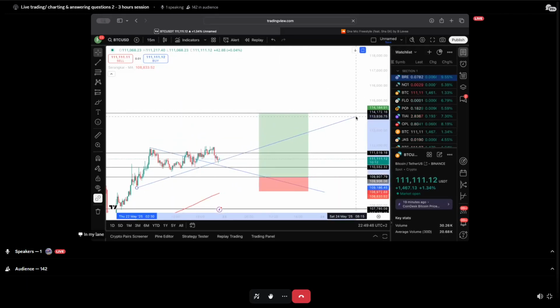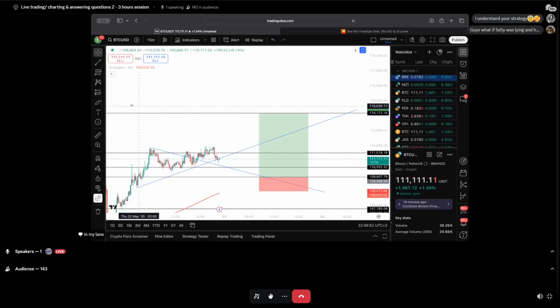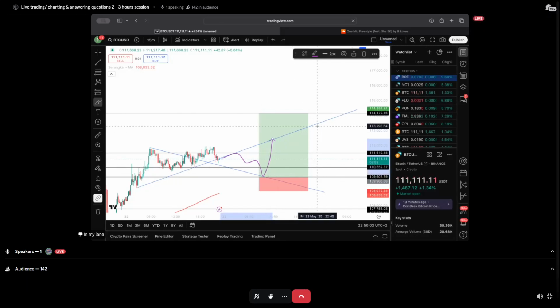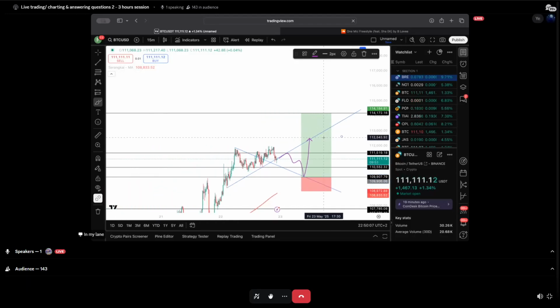But look here. You see? Enter here, take profit at the trend line. Don't worry about the 114K level. Just take profit at the trend line, okay? That's my strategy.